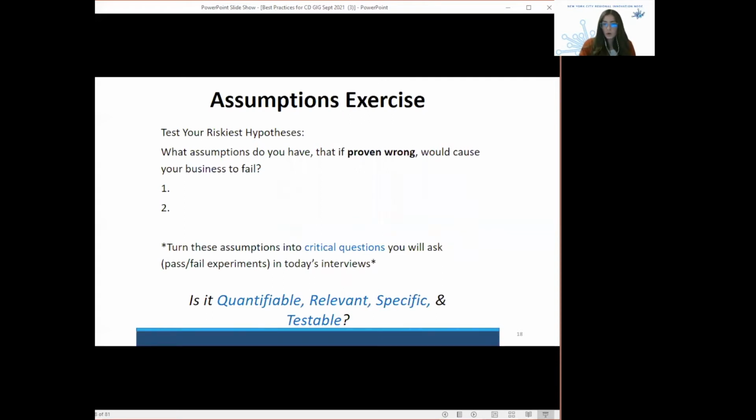So knowing the QRST model, let's take a second and do a little exercise. While you're watching this video, grab a piece of paper and a pen, or use the Notes app on your computer or phone, just something to write with, and jot down what you think your riskiest assumptions about your business model are. And what I mean by that is that if any of these things are proven wrong, it would cause your business to fail.